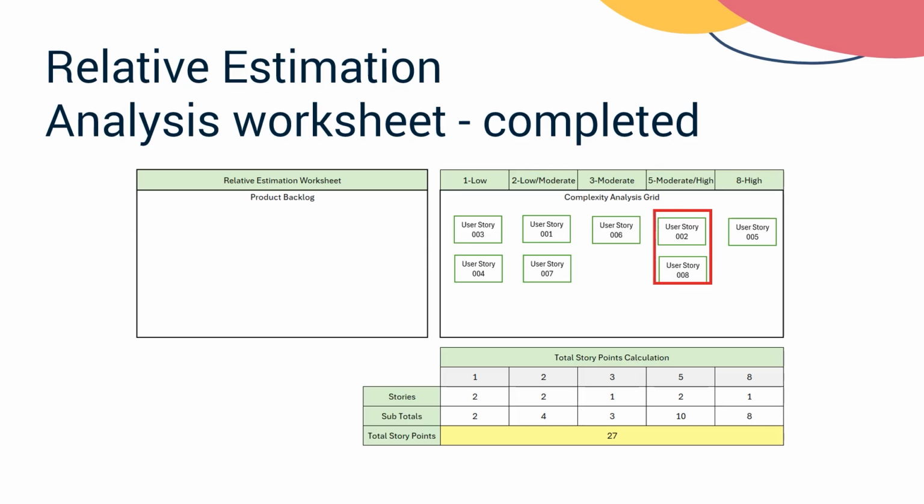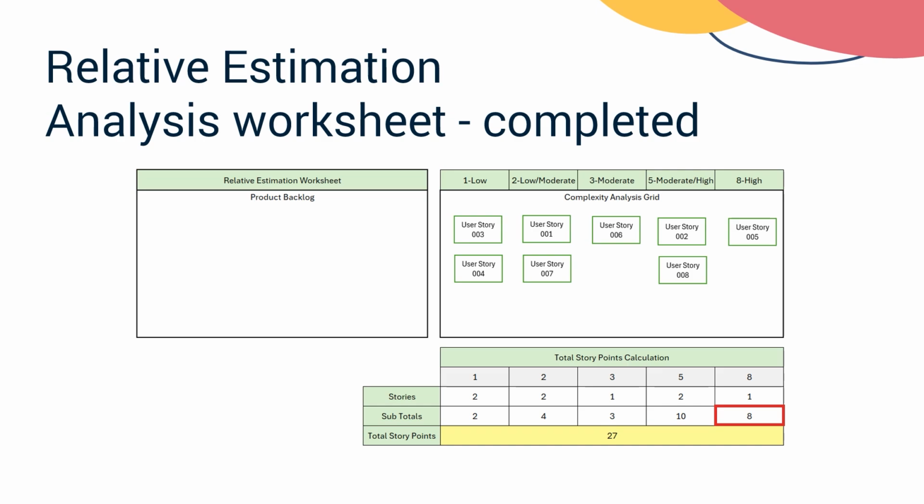We have 2 user stories in the moderate/high column. These stories are assigned 5 story points each. Therefore, the subtotal of story points for the moderate/high column is 10. Finally, there is one user story in the high column, and this is assigned 8 story points, so the subtotal for this column is 8.